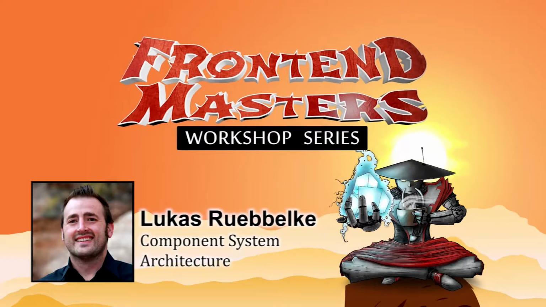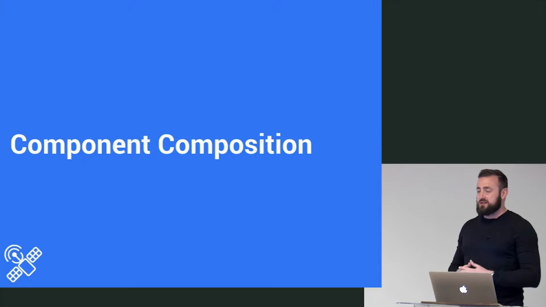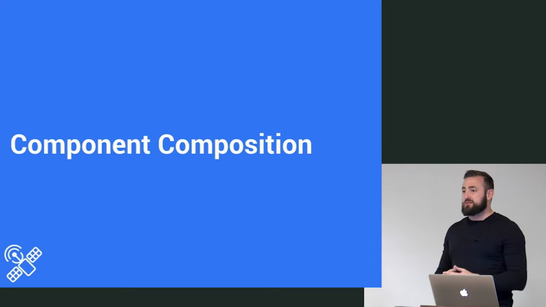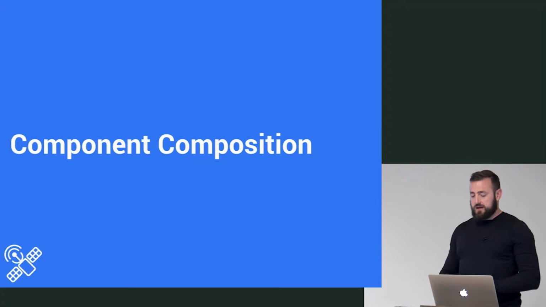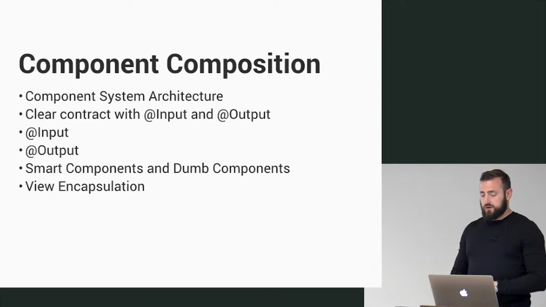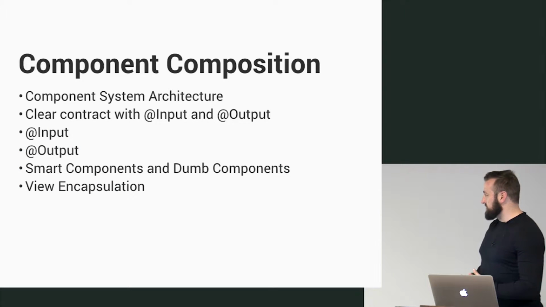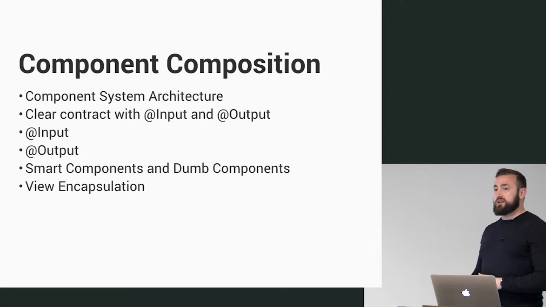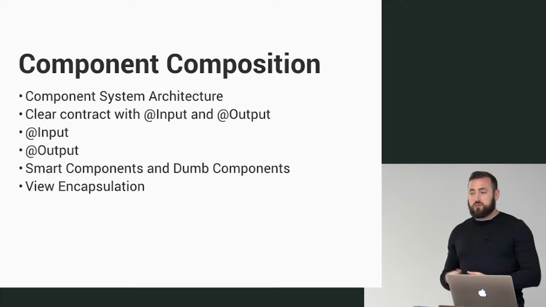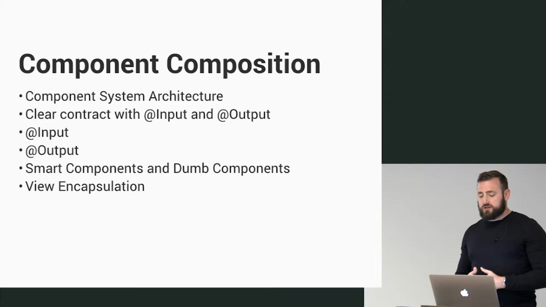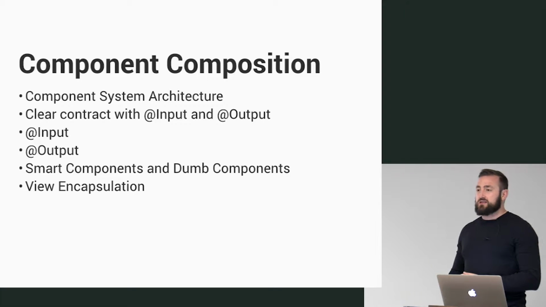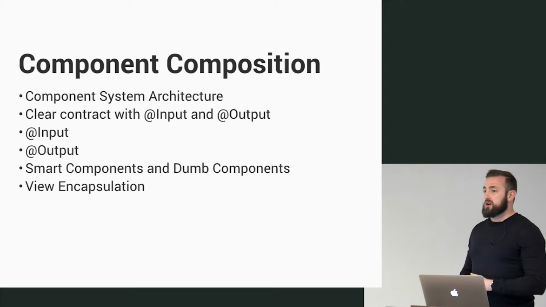This is one of my most favorite framework features in Angular 2, and that is component composition and how components fit together. So we'll talk about component system architecture briefly, what that is, what it means for Angular 2. We'll talk about a clear contract between our components using input and output. We'll talk about input and output, and then we will get into smart components and dumb components, and then briefly talk about view encapsulation, which is pretty interesting.